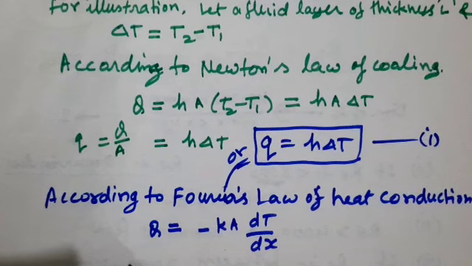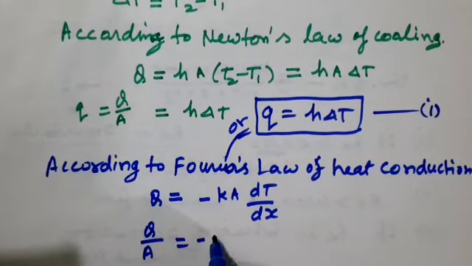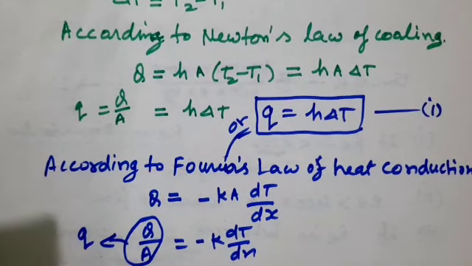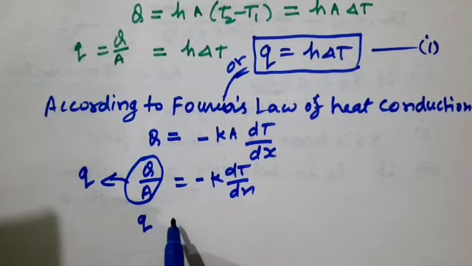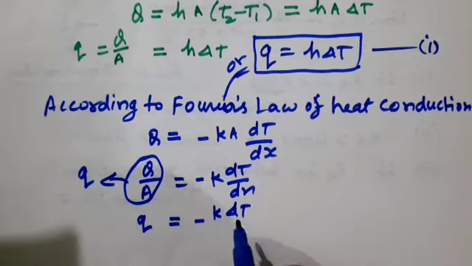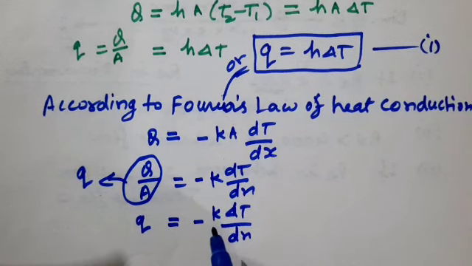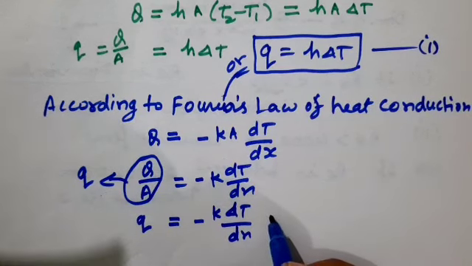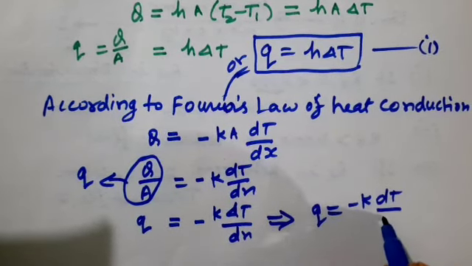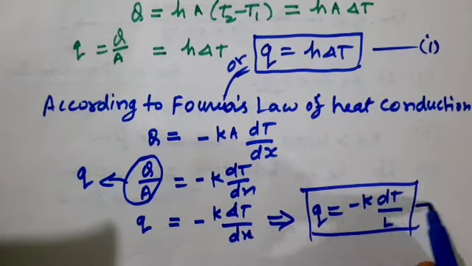Okay, or we can say Q upon this A is equal to minus K dt upon dx, and this is equal to small q. So we can say Q is equal to minus K delta T, or dt upon dx. So here Q is equal to minus K dt upon dx, or we can say Q is equal to minus K dt upon L. So dx is actually the length L. So this is equation second.